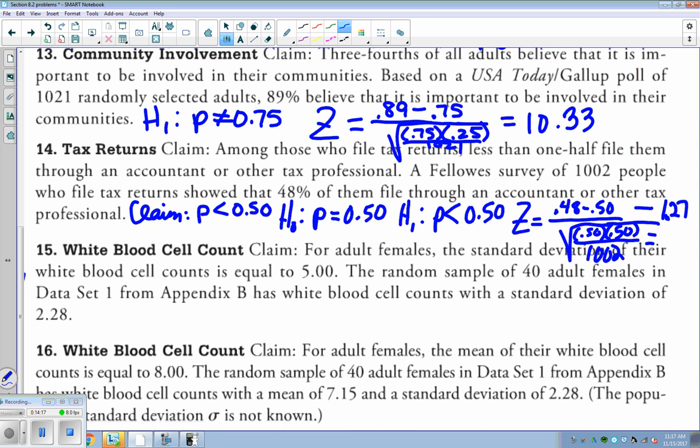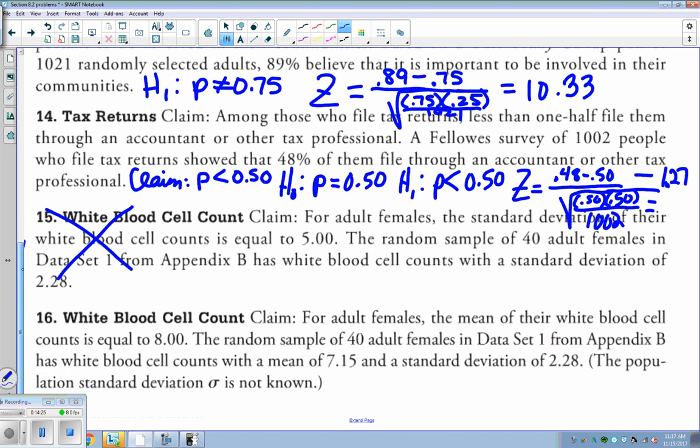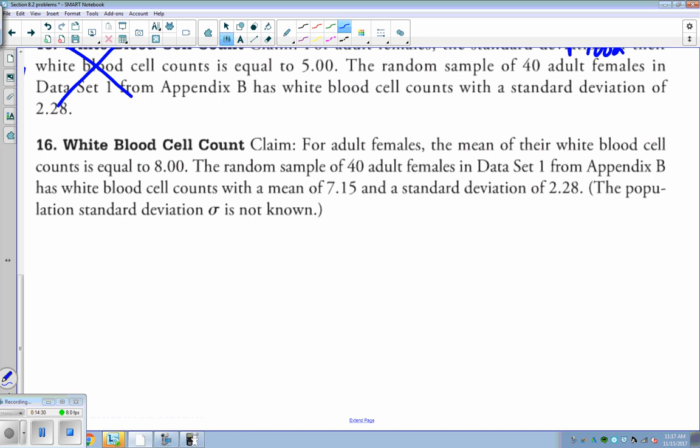Did I say number 15 is a no? Because the number 15 has to do with chi-square because it is standard deviation, so we're not going to go through that one. Then we have 16.